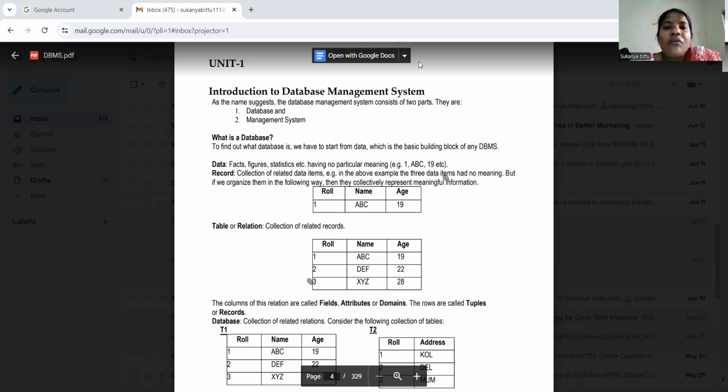Table or relation: a collection of related records. So in this table, we have some records: name, age. The columns of this relation are called fields, attributes or domains. These fields are in this table. ABC is one field. The rows are called tuples or records. Tuple means record data.